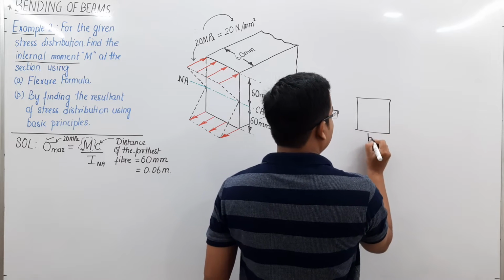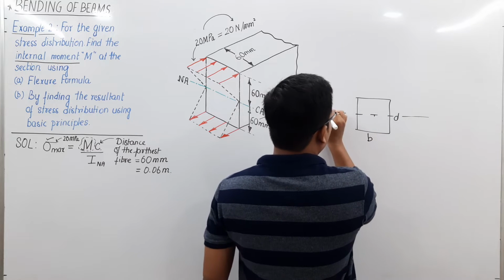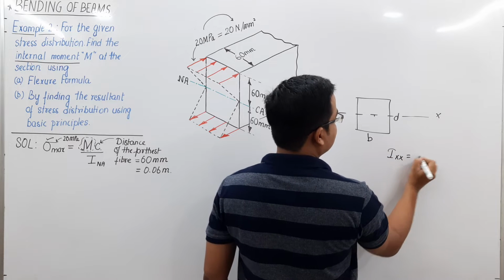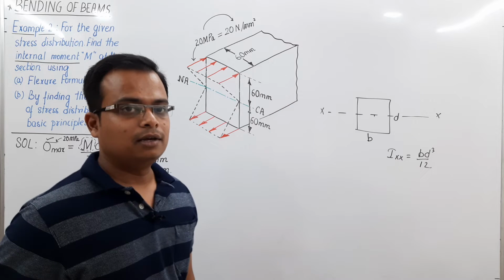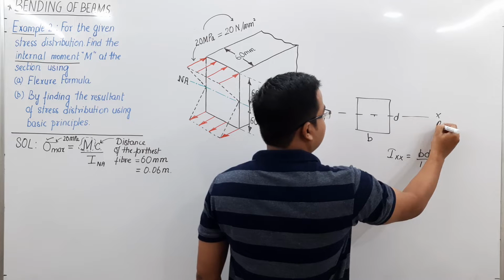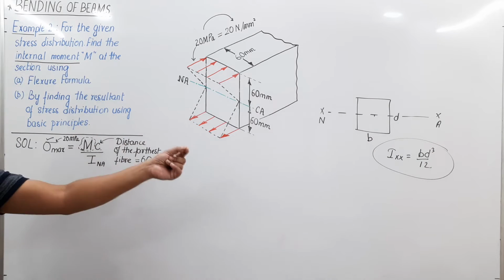Let me make this B, and that's D. Its centroid is going to be right here. Let's say this is XX. This XX is the centroidal x. How much is this? BD cube over 12, isn't it? We know this very well. And in this case, this centroidal axis is also its neutral axis. So obviously this is going to qualify. You just need to calculate that value.